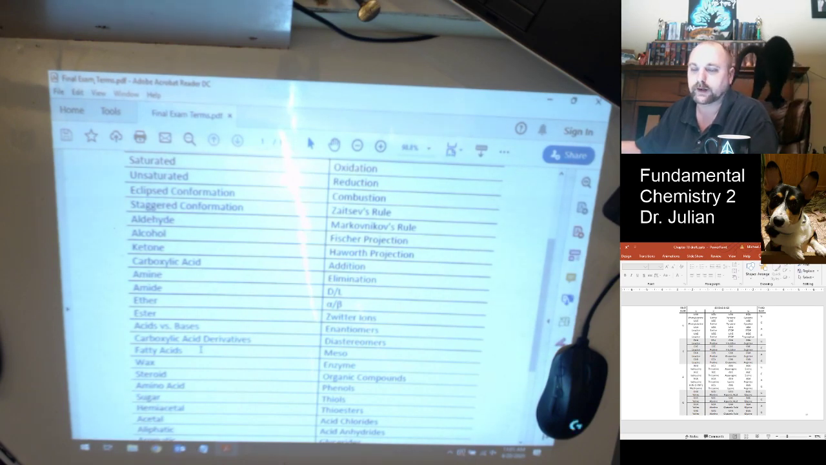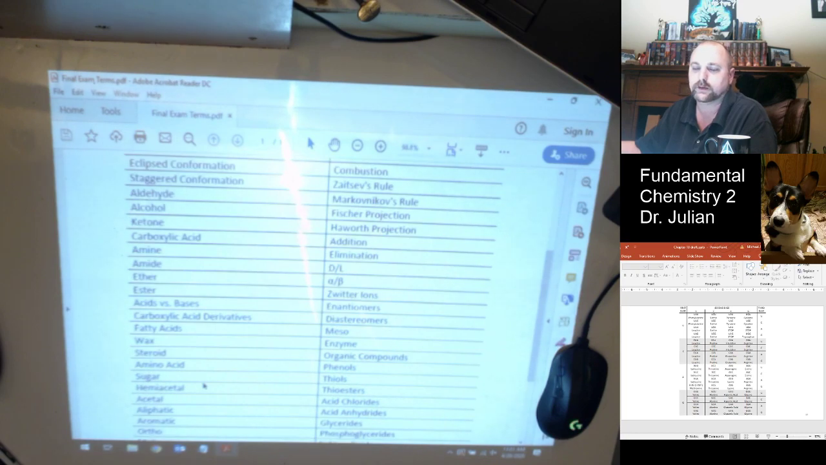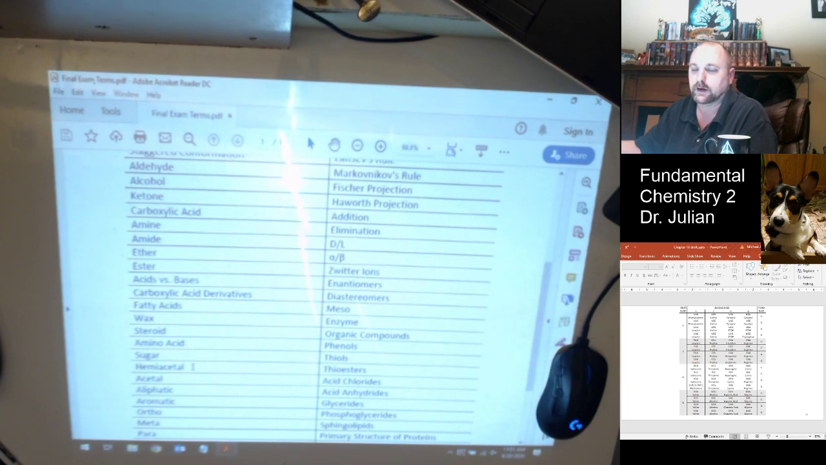chain carboxylic acids. Wax has an ester, so a long chain alcohol in the ester. Steroid, you've got the four rings you're really looking for. Amino acid, we'll just cover that here recently. So you've got alpha amino acids for all of these. Sugars, so we should be ready to handle those.